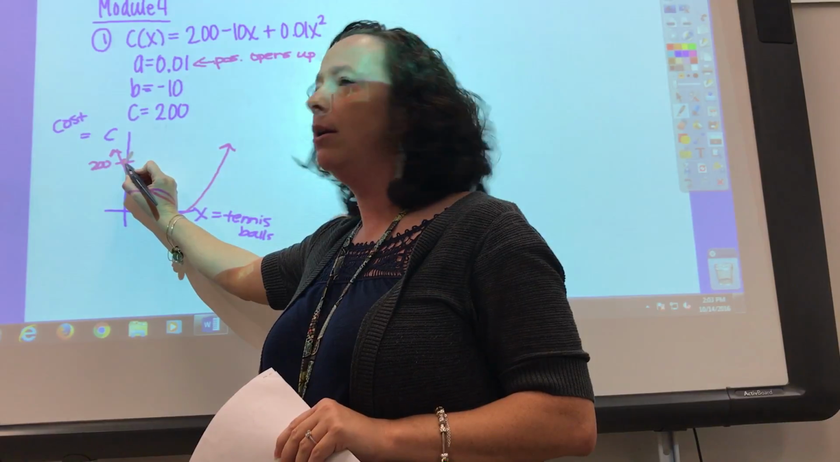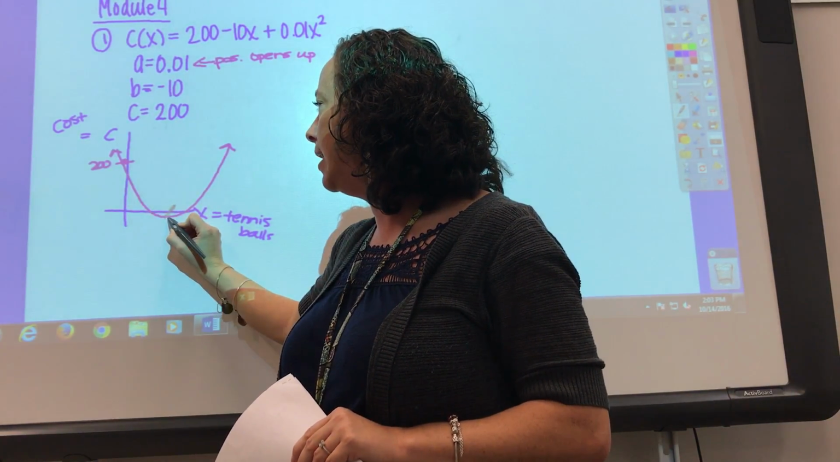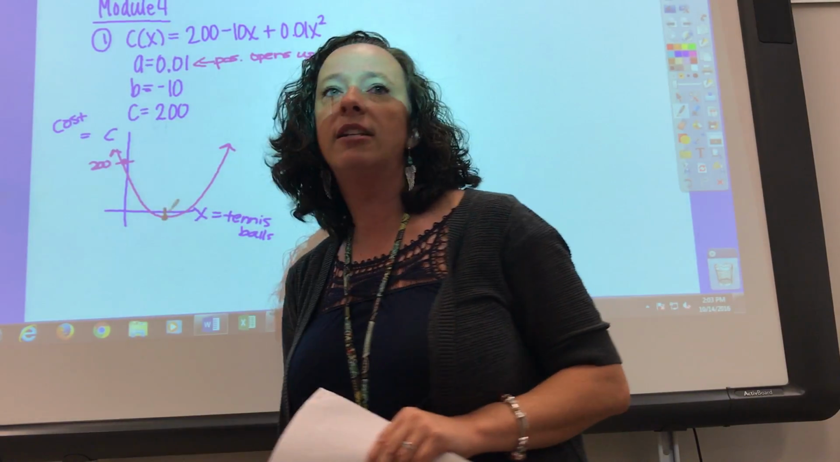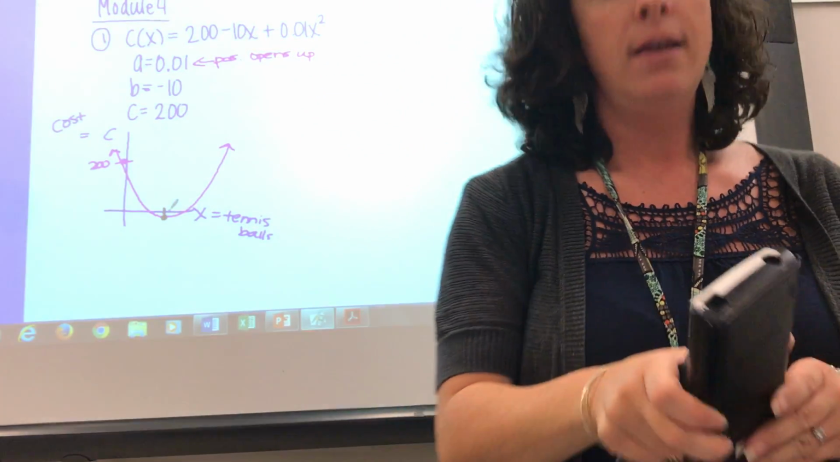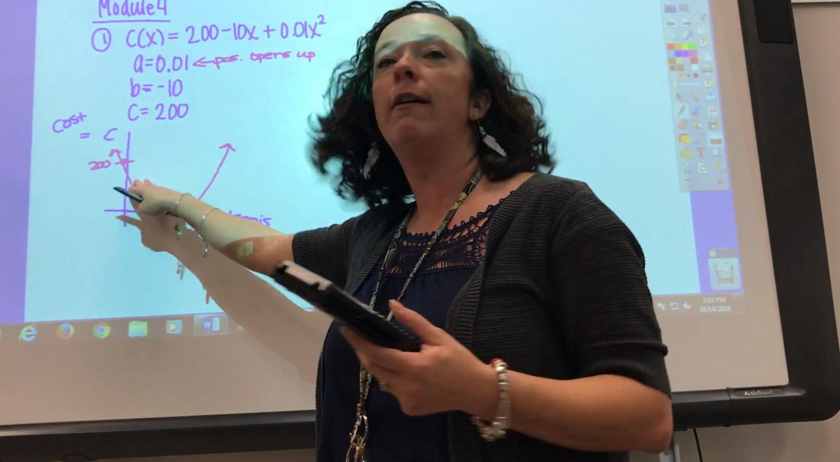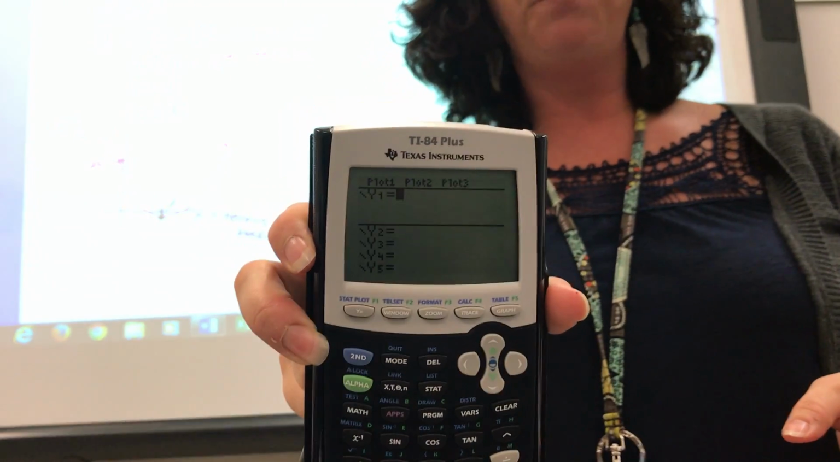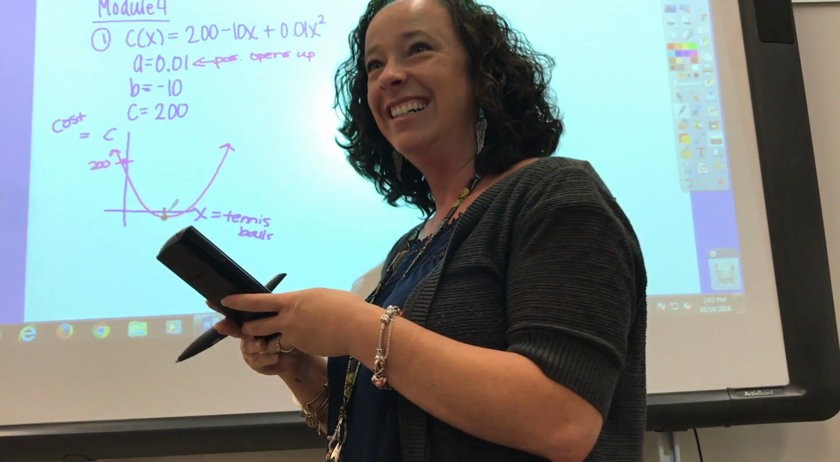What number of tennis balls will produce the minimum? Where's the minimum? Is it right here? No, it's right here. So I'm going to find the minimum, and I'm going to use the X value of it, because X is the number of tennis balls. So we get our calculator. This is the hardest part, figuring out what you need. You get your calculator, then you clear your calculator out, and you type.